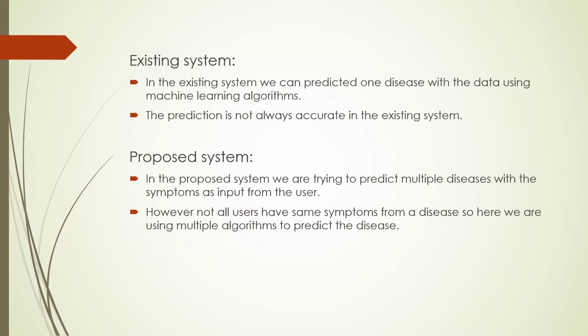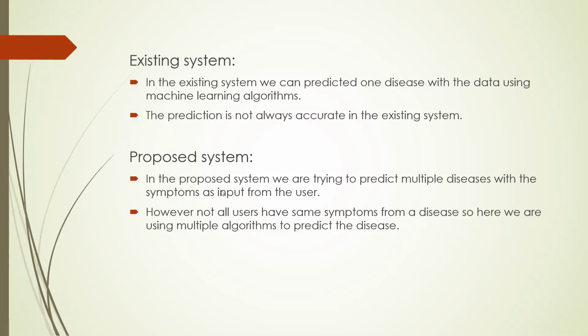Yeah, thank you. Coming to the existing system, in this existing system, we can predict our disease with the data using machine learning algorithms. The prediction is not always accurate in this existing system. So for that, in our proposed system, we are trying to predict multiple diseases with symptoms as an input from the user. However, not all users have the same symptoms for a disease. So here we are using multiple algorithms to predict the disease.